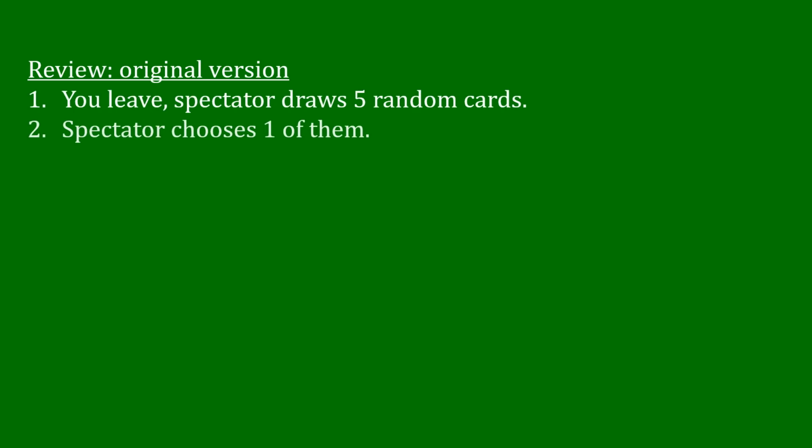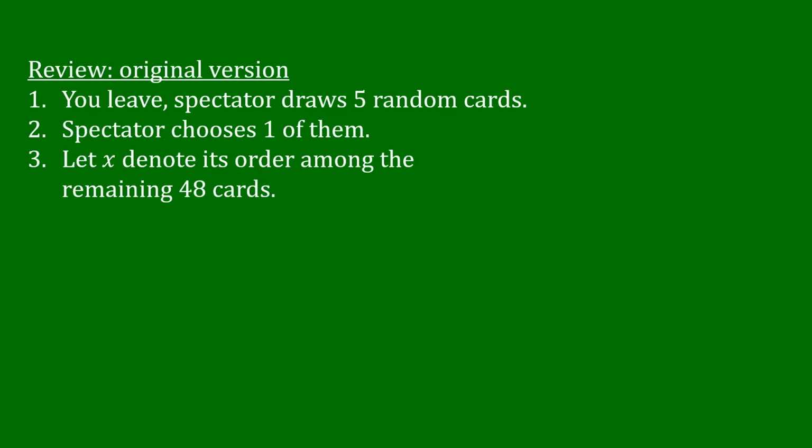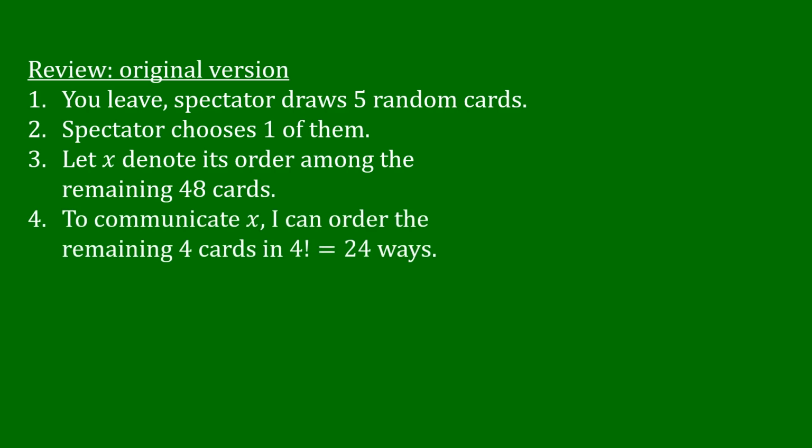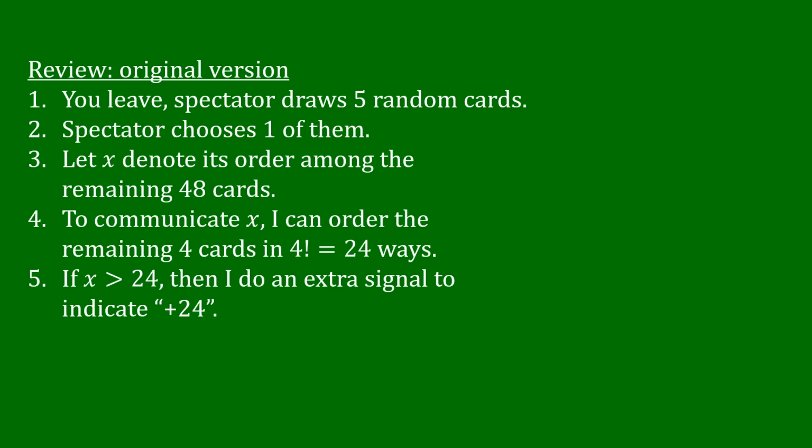Finally, let's review the original version of this trick. You leave, the spectator draws 5 random cards, and the spectator chooses one of them. Once you see the 4 face-up cards, you'll know that there are 48 possibilities for the face-down card, so let x denote its order. I'm trying to communicate x to you, and I can order the remaining 4 cards in 4 factorial, which is 24 different ways. If x is greater than 24, I'll do an extra signal, such as a secret word, in order to indicate that you should add 24.